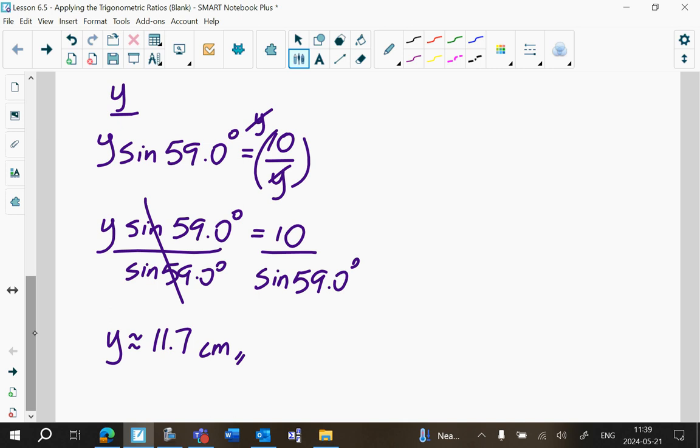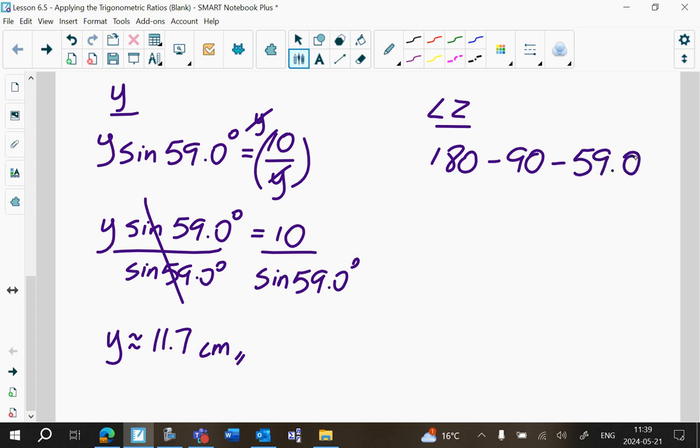So lastly, we've got angle Z. Yeah. If you did 180 minus all of the others, that'll work. And remember nearest tenth, so you've got to write a 0.0.